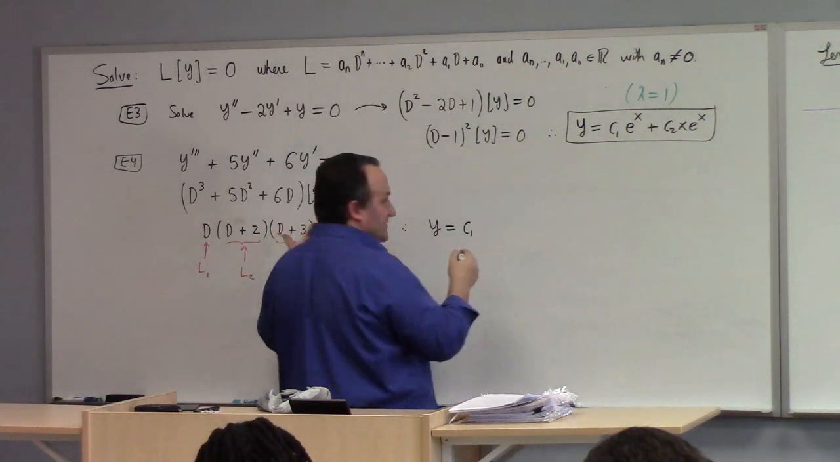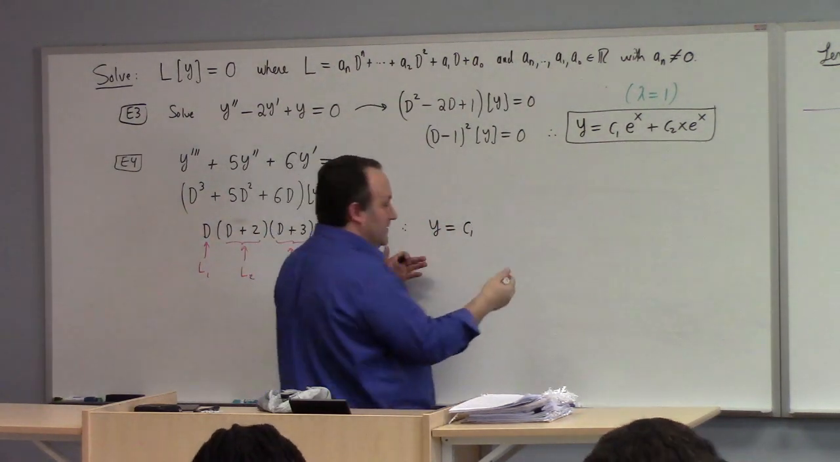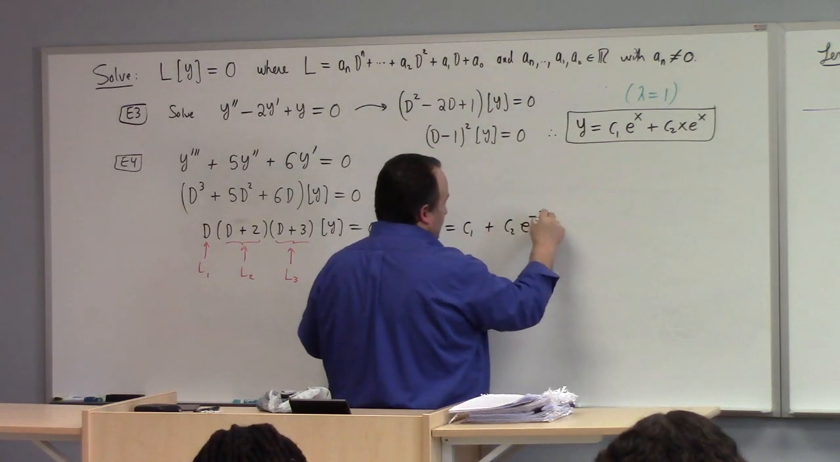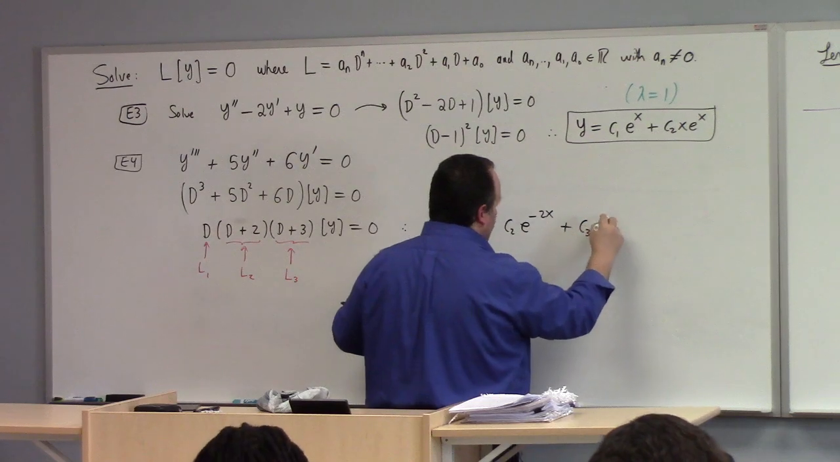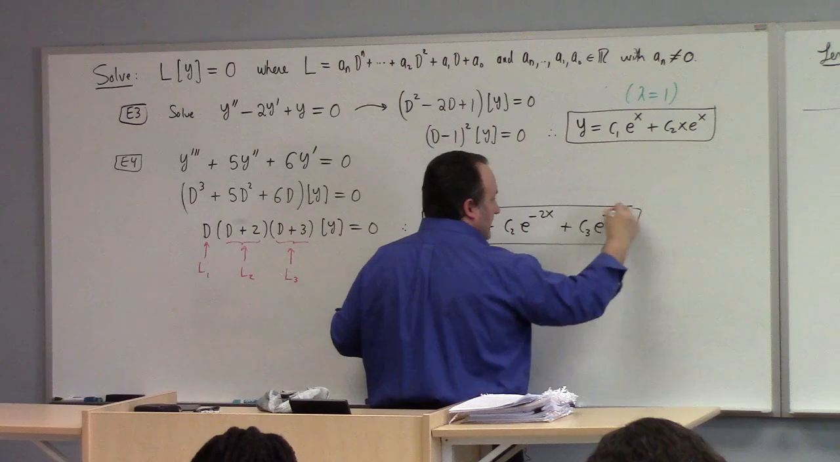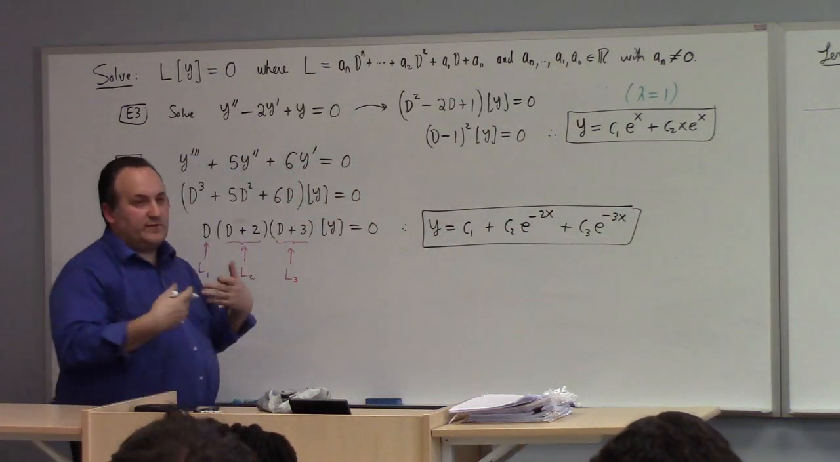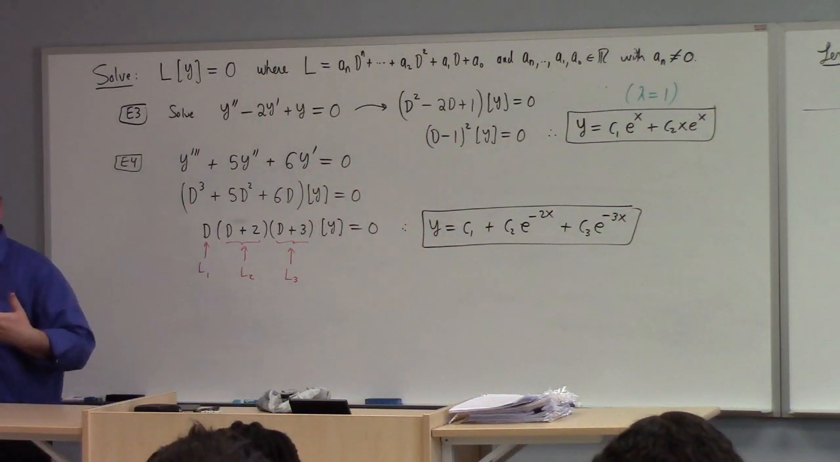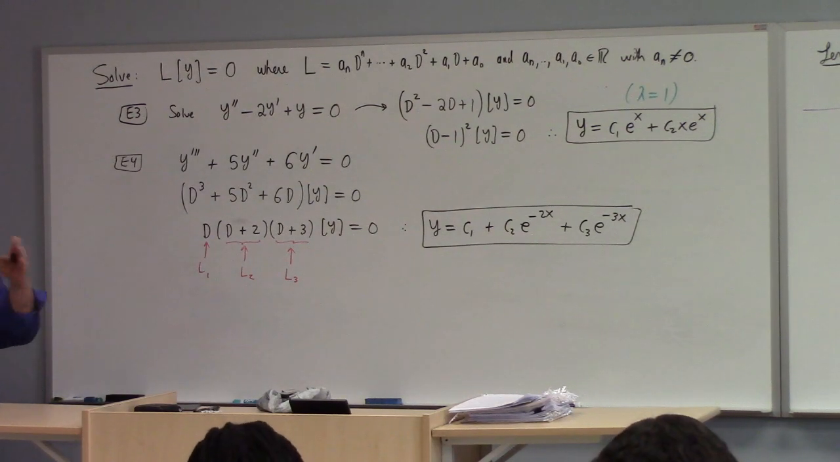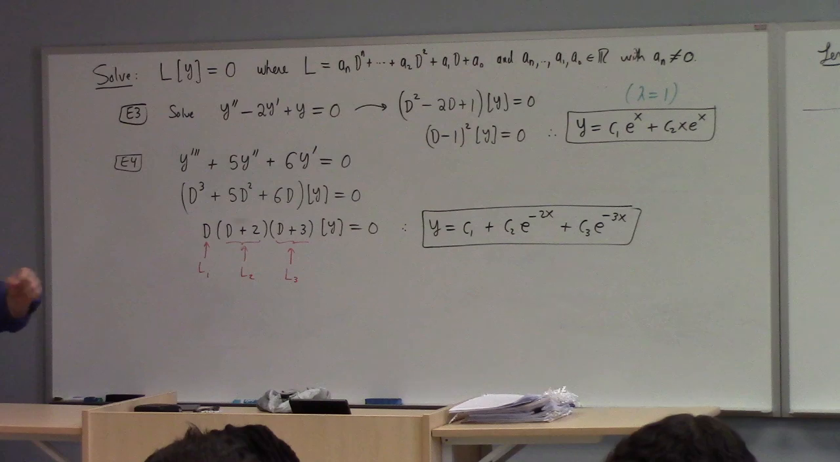C1, what's e to the 0x? Just e to the 0x is just 1. So I get C1 plus C2 e to the minus 2x plus C3 e to the minus 3x. As a general point of order, when we're solving the nth order homogeneous equation, we have to have a solution which is formed by n linearly independent functions. Unless initial conditions are given, you should have constants C1 through Cn in the problem. Yeah?